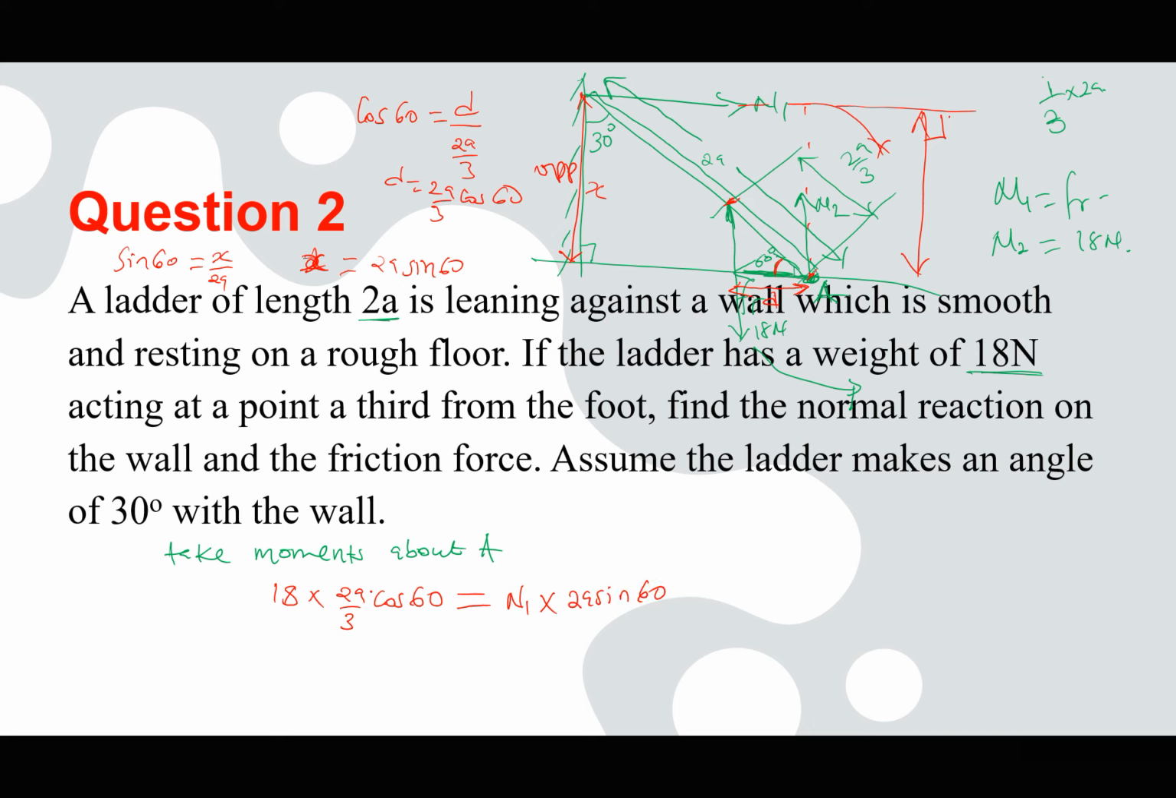So what is N1? A cancels out, 2a cancels out. N1 is going to be equal to 18 divided by 3, that is 6, cos of 60 divided by sine of 60. So N1 is going to be 3.5 newtons. That means the frictional force is 3.5 newtons.